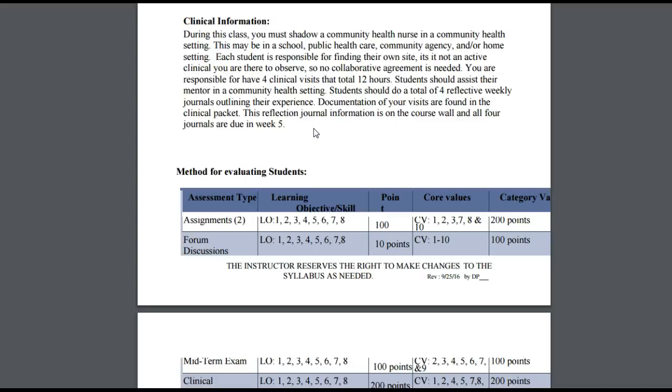You can't do 2 6-hour days. They have to be 4 different visits. And they have to total 12 hours, and you're going to write a reflective weekly journal. And those will be due at the end of week 5.